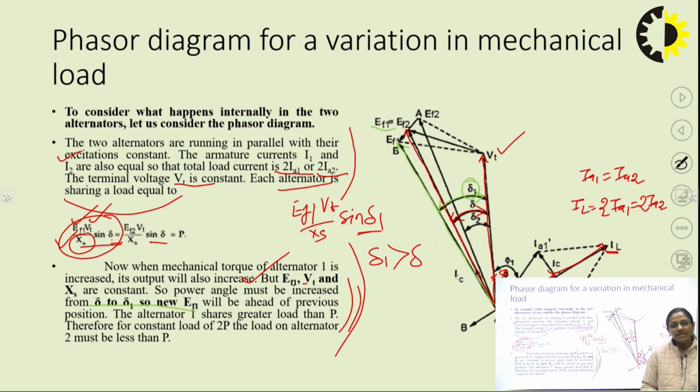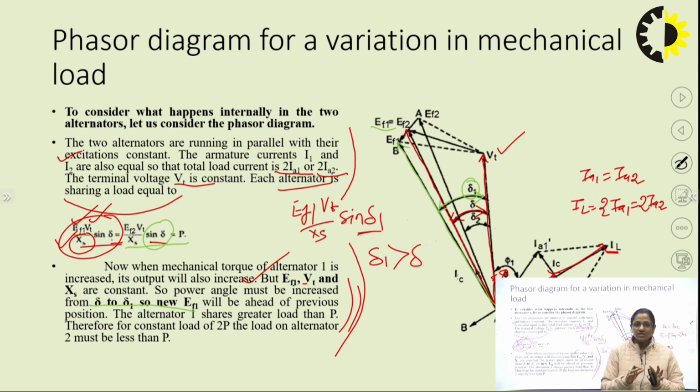What happens when the mechanical input of the second alternator is varied? The electrical output of the second alternator will definitely change. The electrical output earlier was EF2 Vt upon Xs sine delta, equal to the initial power P supplied by alternator 2. Now this power should get reduced as the mechanical input to alternator 2 got reduced. It will happen only if there is a reduction in the load angle of the second alternator.